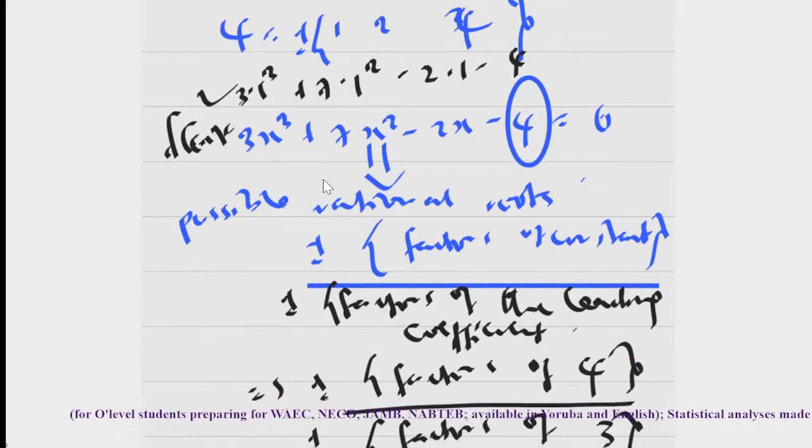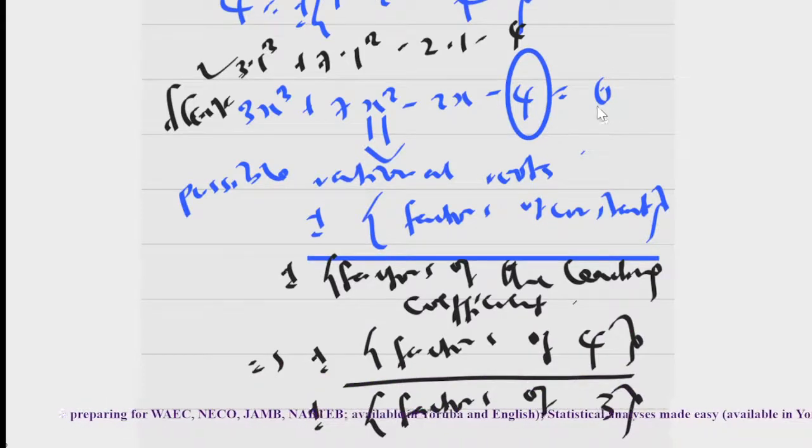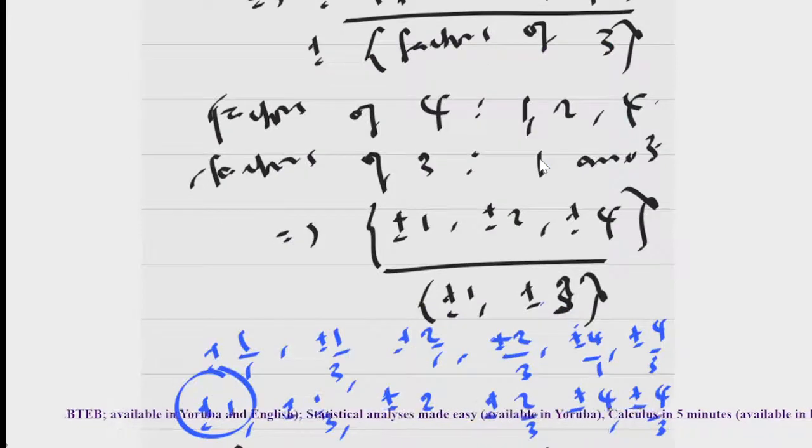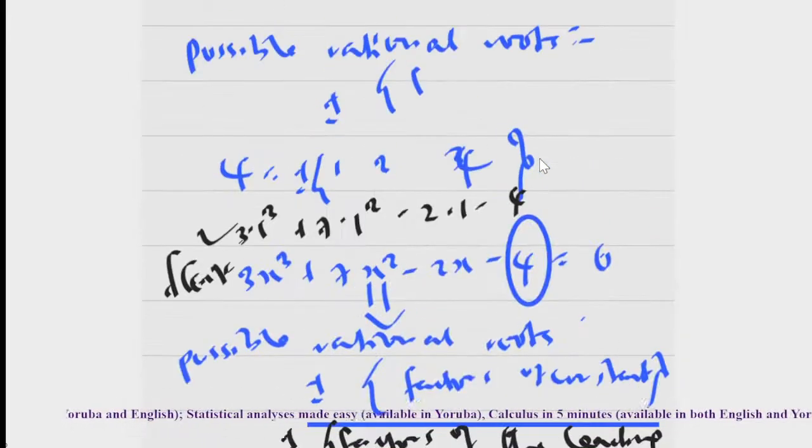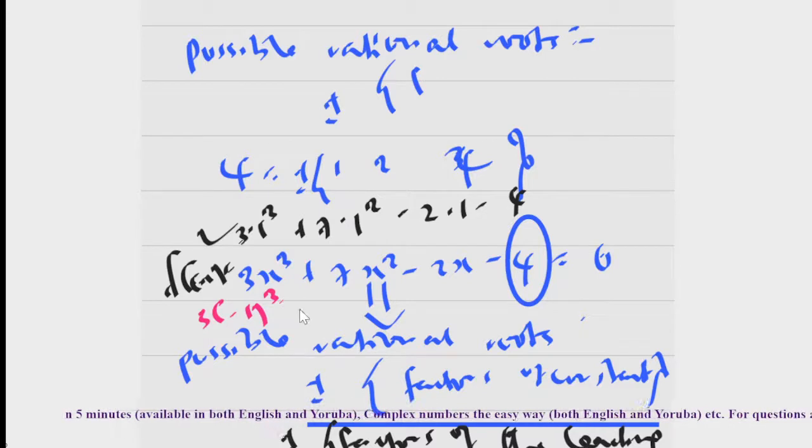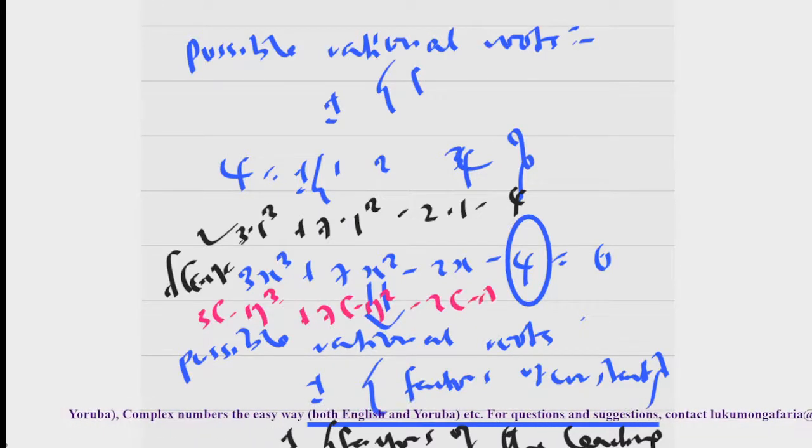So 8 minus 4, so that is what? That is 4. That is not true. Okay, let us try minus 1, whether that is going to work. If you try minus 1, this is going to give me what? So 3 into minus 1 raised to 3, right? Plus 7 into minus 1 squared, minus 2 into minus 1, minus 4. And this is going to give me what?